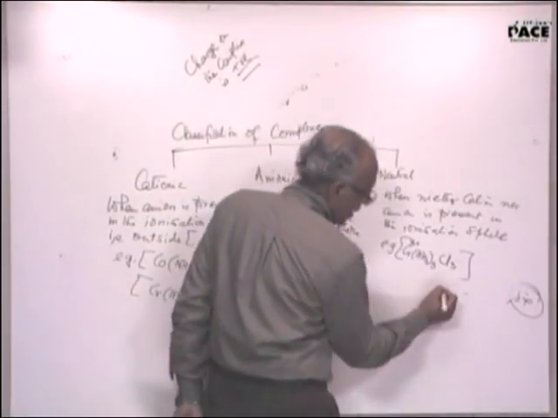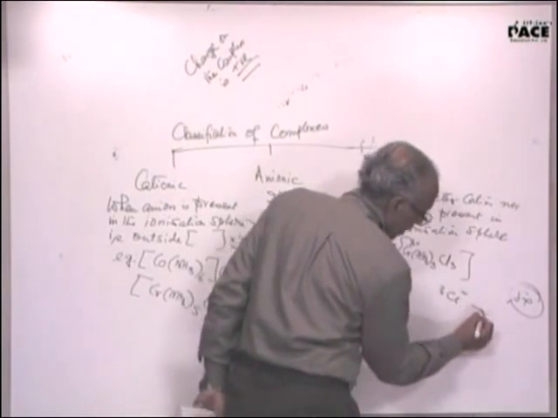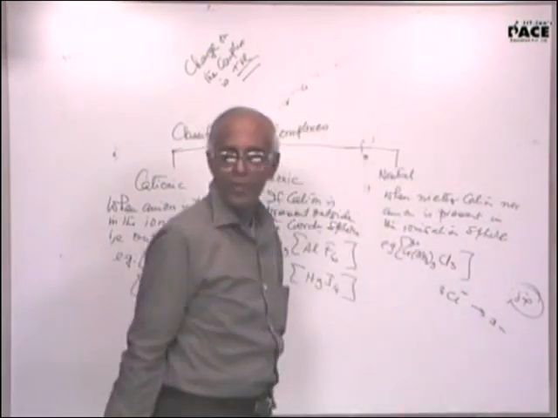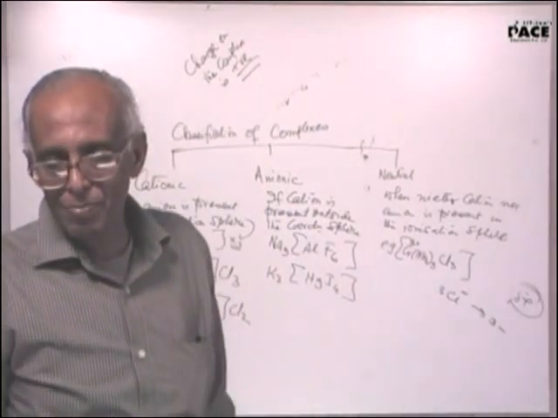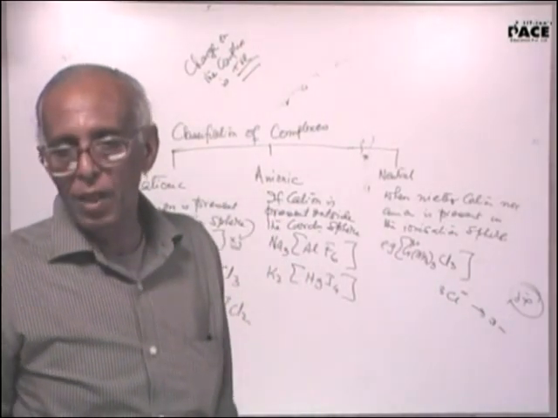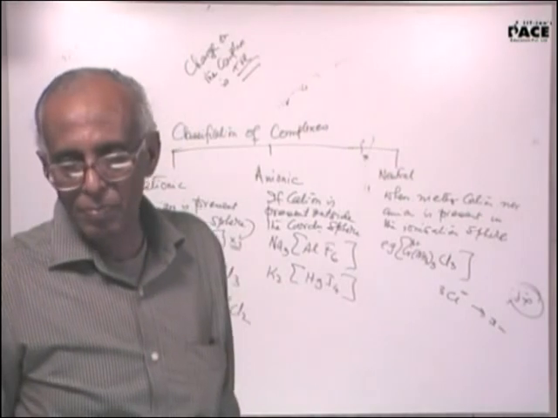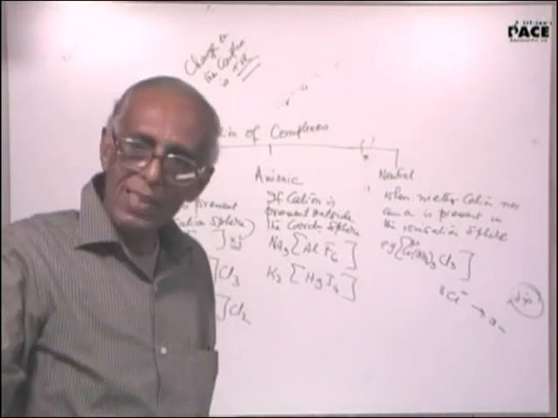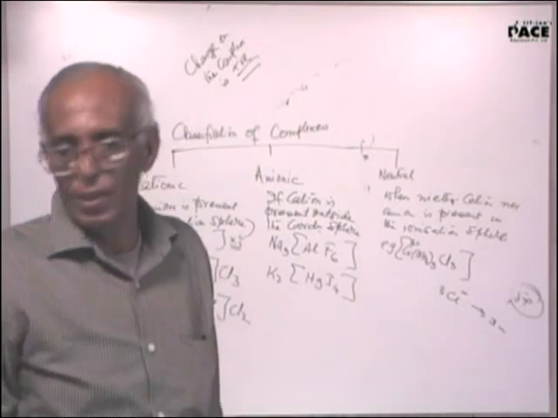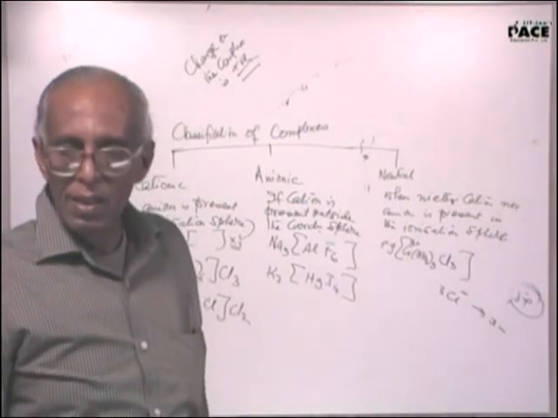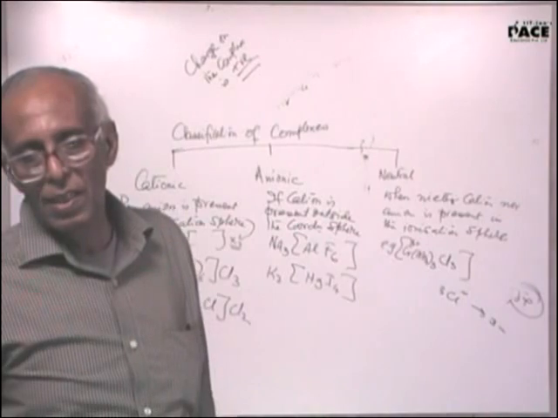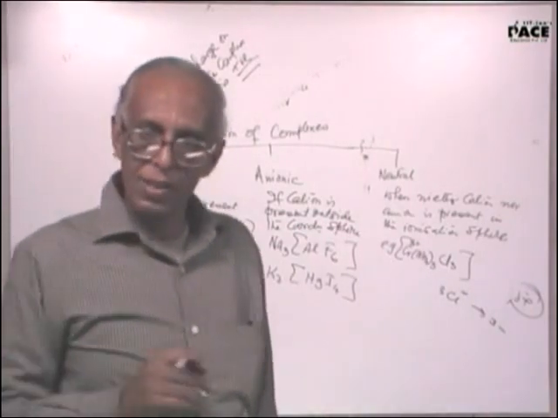Chromium 3 plus, 3 chloride ions gives 3 minus. So there is no charge on the complex. So it's a neutral complex. So the complexes can be classified into 3 categories: cationic complex, anionic complex, and a neutral complex.